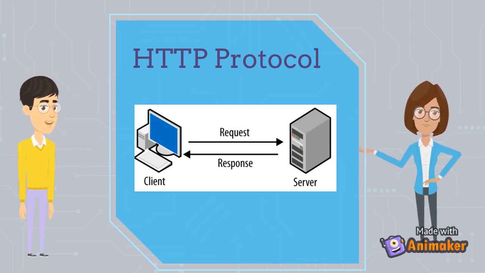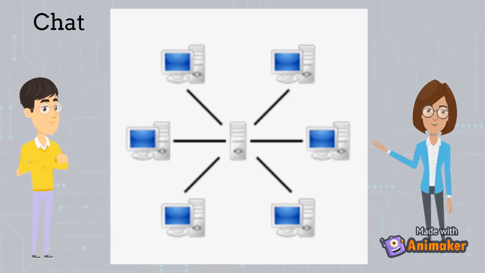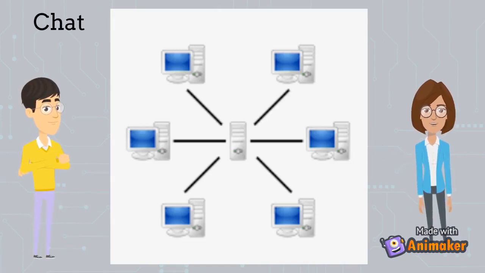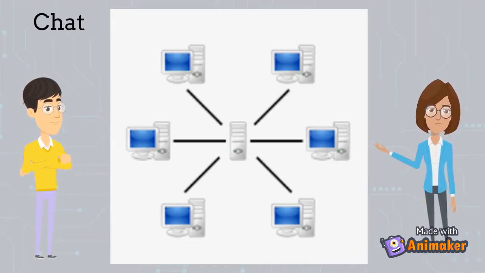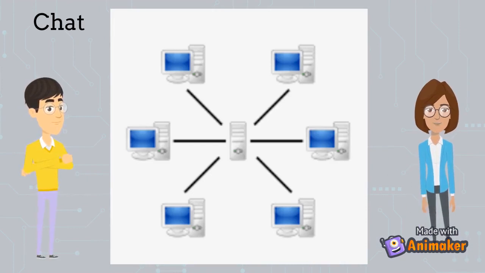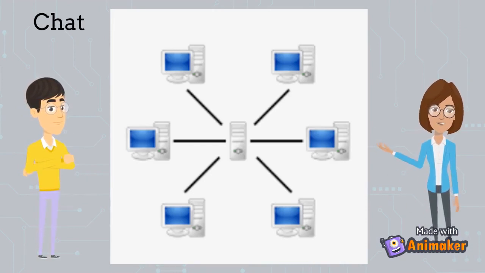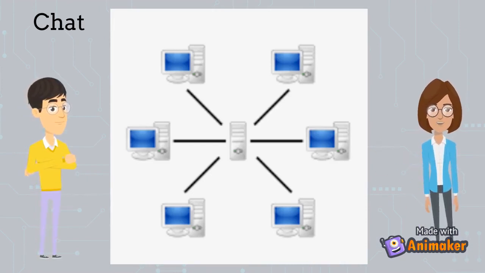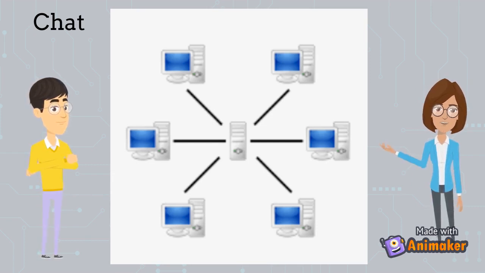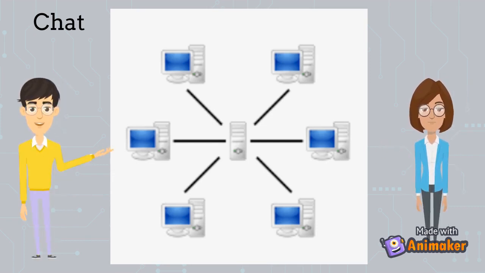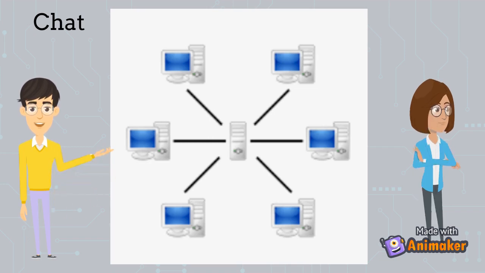Now the web has become more complex and is used for a large number of other tasks, for example, for instant messengers and chats. In this case we have several clients which are connected to the same server. One of the clients sends a message to the server and then the server transmits this message to all other clients in the chat, so that they can see it.